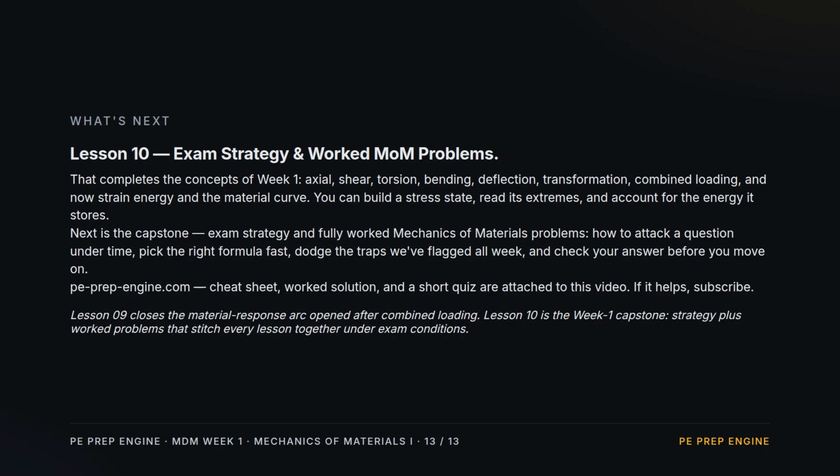Next up, Lesson 10. The Week 1 Capstone, Exam Strategy and Fully Worked Mechanics of Materials Problems. We've built the whole toolkit, axial through combined loading, and now strain energy and the stress-strain curve. Next, we put it to work under time. How to read a question fast, choose the right formula, sidestep the traps we flagged all week, and verify before moving on.